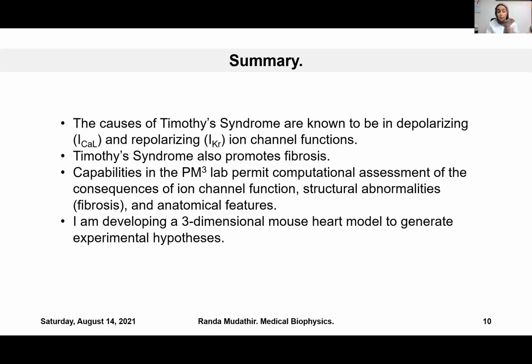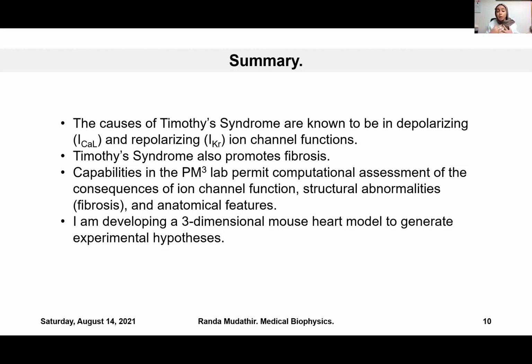Just a quick summary: Timothy syndrome is known to affect the depolarizing and repolarizing mechanisms by inducing mutations in the L-type calcium channels, as well as the potassium channels, the IKr potassium channels. Timothy syndrome also promotes fibrosis, which, as I mentioned previously, slows down the action potential propagation and increases anisotropy. At the PM3 lab, we will conduct computational assessment to look into the consequences of these ion channel function changes, the structural abnormalities such as fibrosis, as well as the anatomical features such as the pectinate muscles that I explained previously.